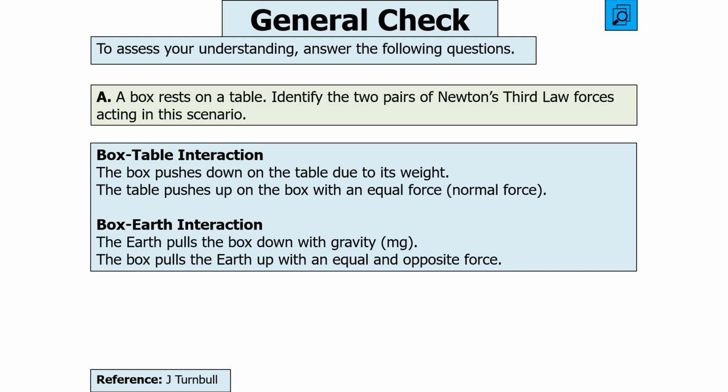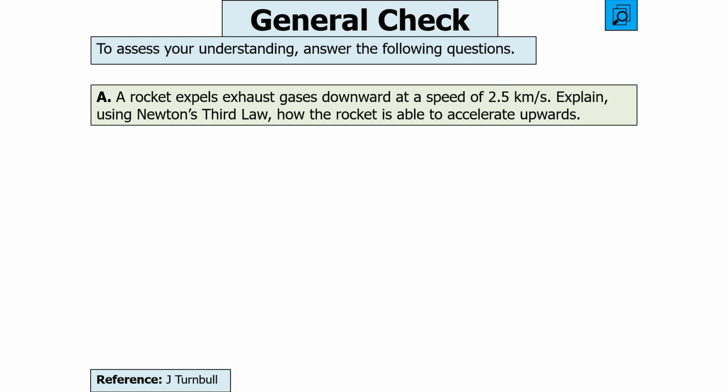The earth pulls the box down with gravity, and the box pulls the earth up with an equal and opposite force. A rocket expels exhaust gases downwards at a speed of 2.5 kilometers per second. Explain using Newton's third law how the rocket is able to accelerate upwards. So pause the video now, then unpause the video when you want to go through your answer.